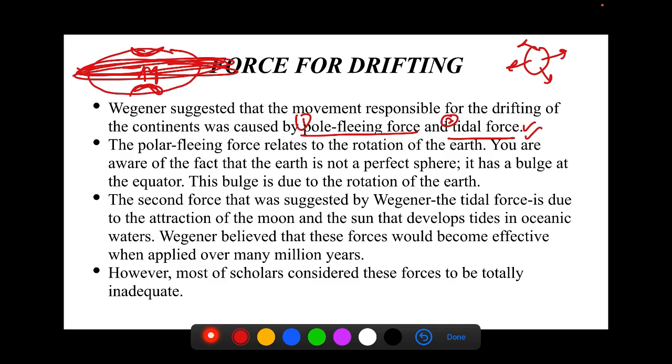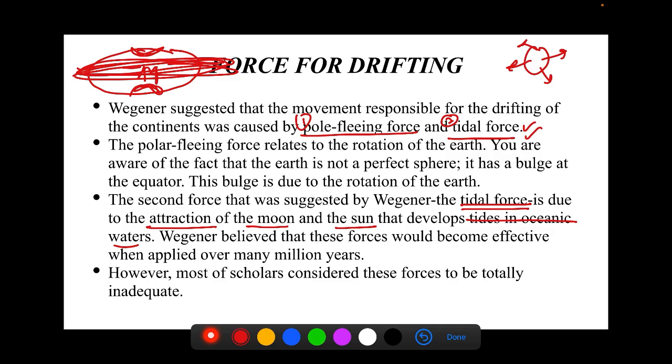And the second force suggested by Wegener was the tidal force, which is created due to the attraction of the moon and the sun that develops tides in the oceanic water. We'll study this in oceanography further, but for now just understand that the moon attracts the landmass. That was stated by Wegener. Wegener believed that these forces would become effective when applied over millions of years.